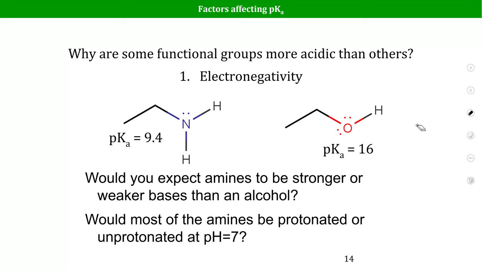Maybe somewhere in that 100 to 1,000 to 1 range is going to be deprotonated for the amine, but the alcohol is going to be a billion to 1 protonated versus unprotonated. Still technically in equilibrium, but very, very heavily favoring the protonated state.